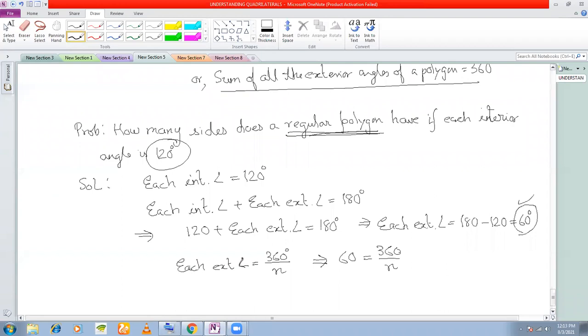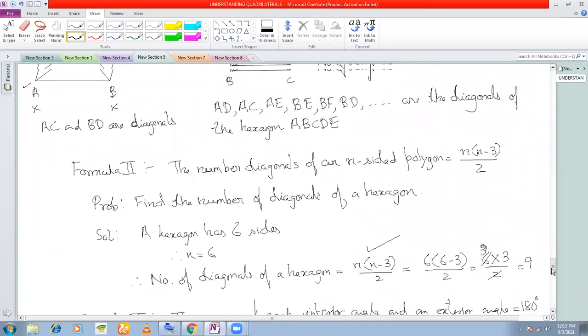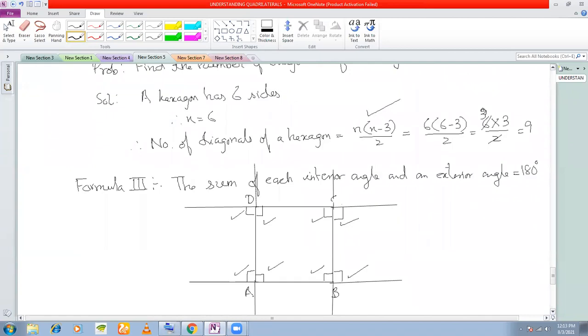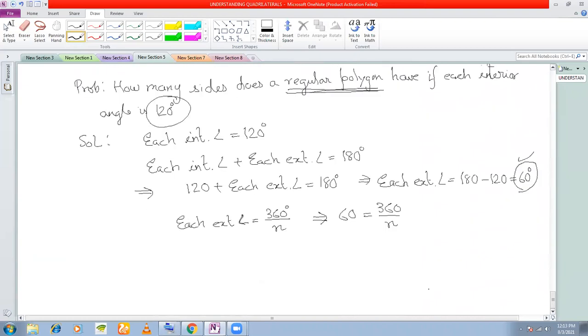Sir, how did you get that each interior angle plus each exterior angle is equal to 180 degrees? Formula number 3. The sum of each interior and exterior angle is equal to 180 degrees. Formula number 3. Okay, sir. So from formula number 4, we get this, right?